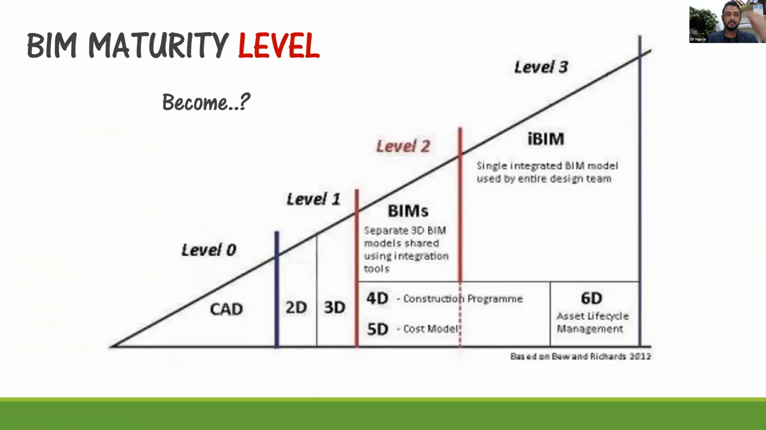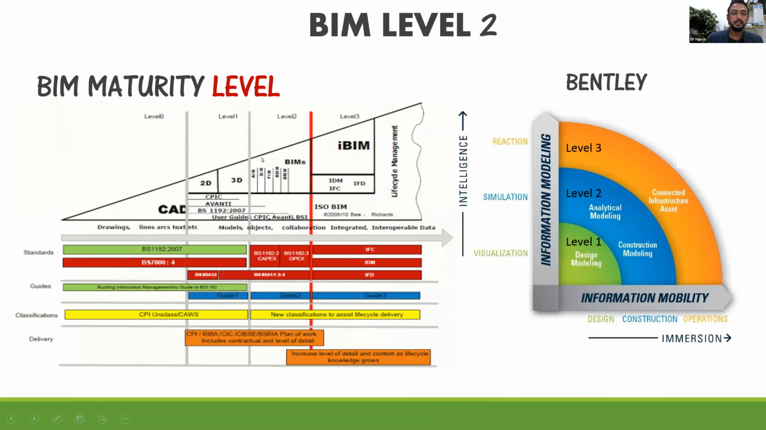Okay, it's not this. Some people already changed that maturity level become this, become the 2D, become the 4D, 5D, and so on. This is not what it means. If you talk about level 2, it's about this one. About what document you use. Whether you use BS 1192-2 or you use 8541. So BIM level 2 is about what document you use to manage the information.